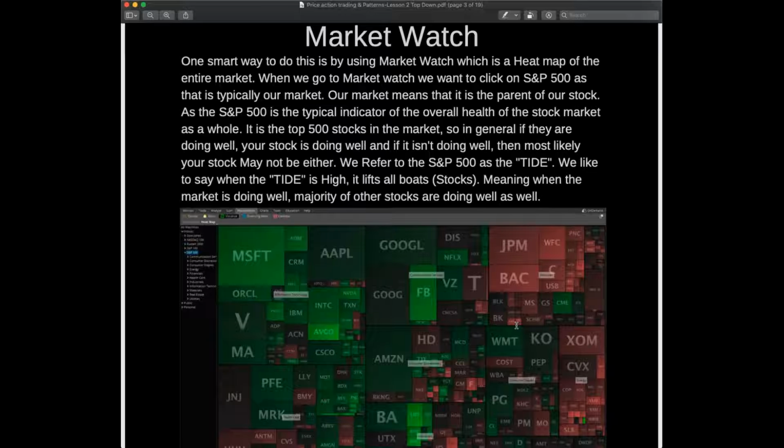We refer to the S&P 500 as the tide. Okay, remember waves. Oh wait, we haven't got into that yet. We'll get into that in a bit. So we refer to the S&P 500 as the tide.